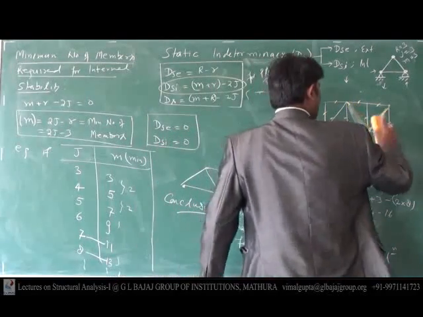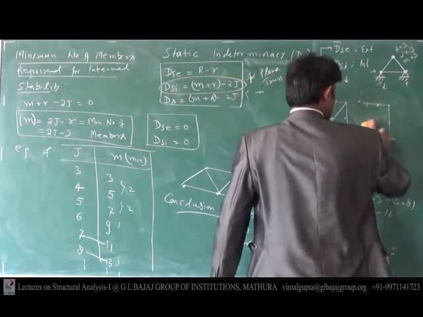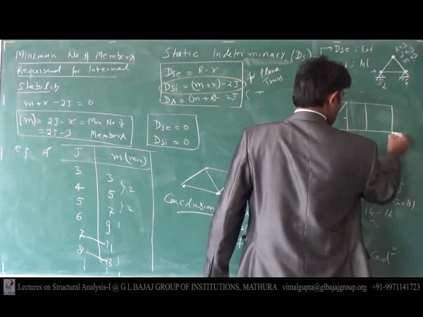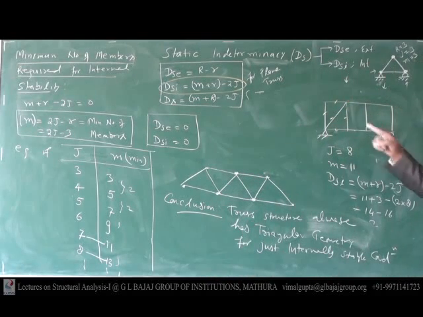This type of arrangement cannot be possible. Here, this arrangement can never be possible. Okay, this is not triangular. This is triangle. This is triangle, but this is rectangular.